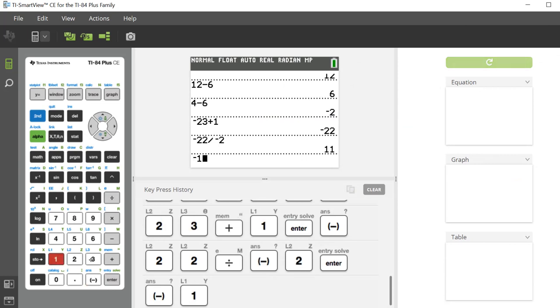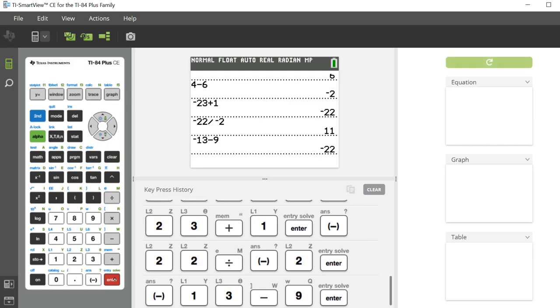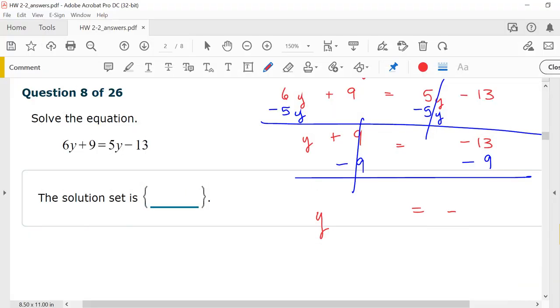So we're going to do negative 13 minus 9, which is negative 22. Since you are allowed to have the technology in your hands, I'm going to tell you to use it. Don't waste time trying to figure out negative 13 minus 9 in your head. Yes, there are some of us who can do that very quickly, but if that is not you, it is okay. Use a calculator.